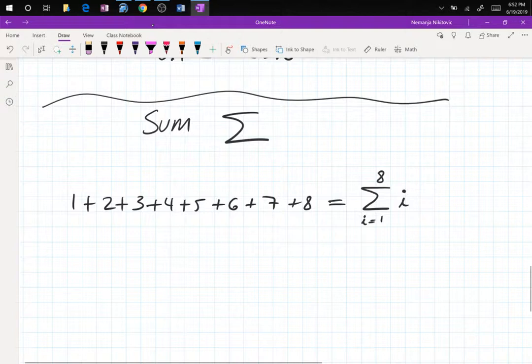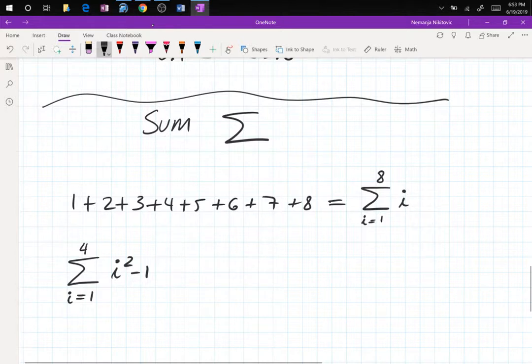So now, we have a lot of flexibility with this notation. We don't have to just put I there. We can actually write a function which contains I. Let's say I want to add I 1 through 4 of I squared minus 1.